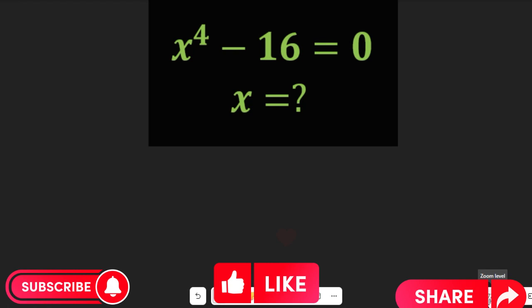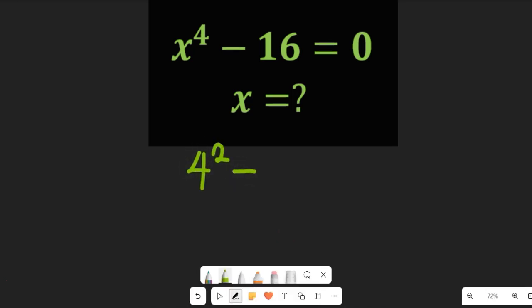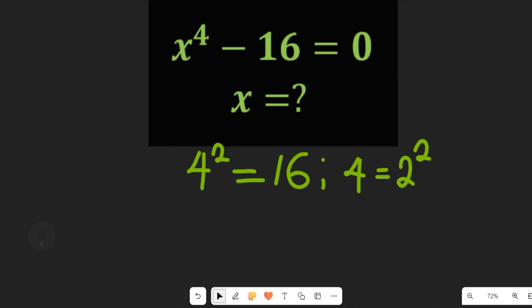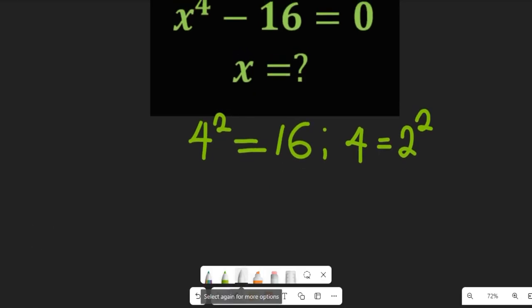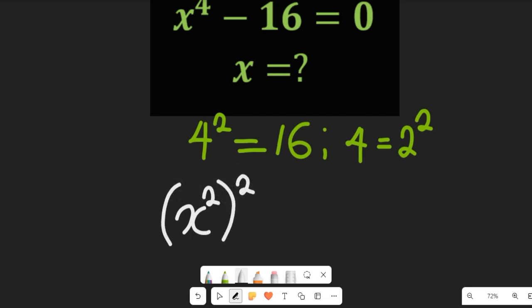Now, from this math question, I want you to see that 4 to the power of 2 can be equal to 16. And you can also notice that 4 can be equal to 2 to the power of 2. So with that in mind, we can simplify that expression. That expression will now give us x squared, all squared, minus 4 to the power of 2, and this will be equal to 0.